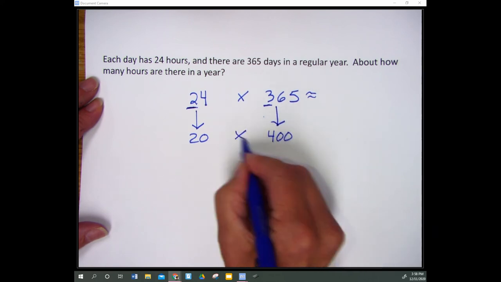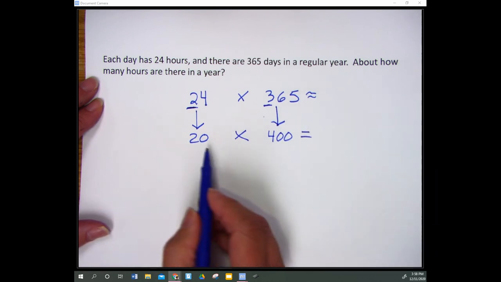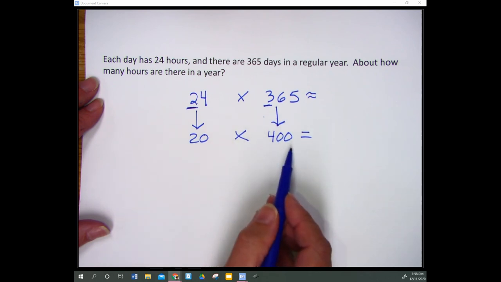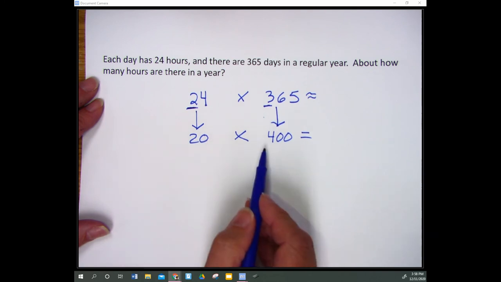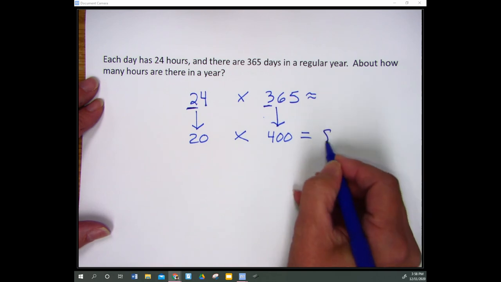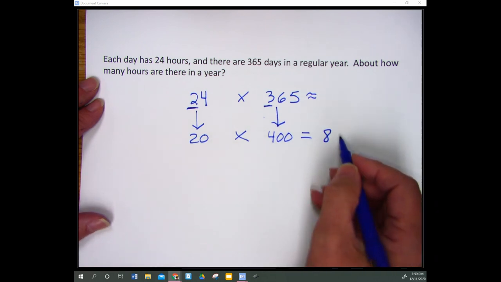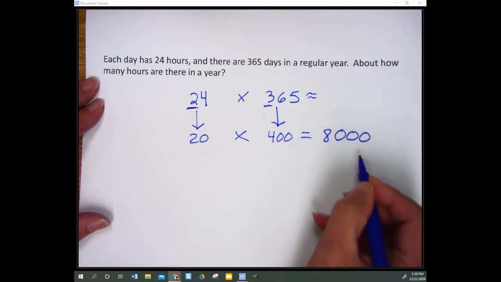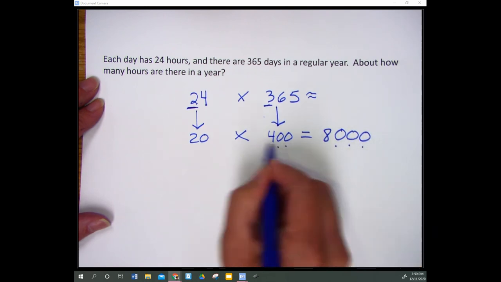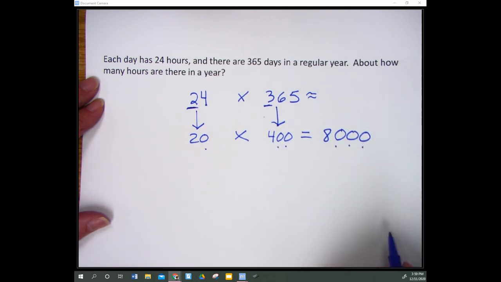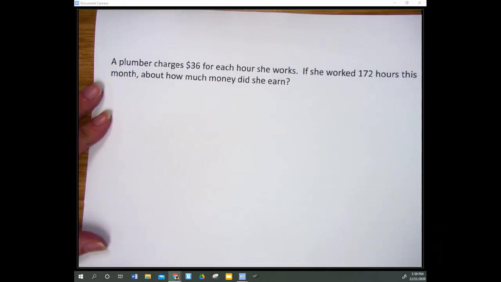Now I can do some estimating. Okay, so 20 times 400. Now, remember, 20 is a 2 times 10. 400 is a 4 times a 100. Let's do the 2 times 4 first. That's where that associative property comes in handy. 2 times 4 is 8. And then the 10 times the 100, well, 10 times 100, that's 1,000, right? So I have 8 of those thousands. Do you see 1, 2, 3 zeros, 1, 2, 3 zeros? Okay. All right, last one.